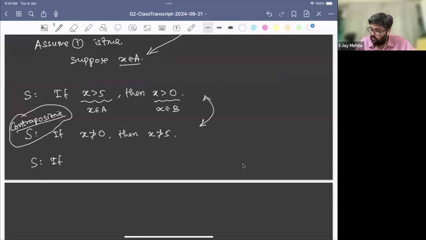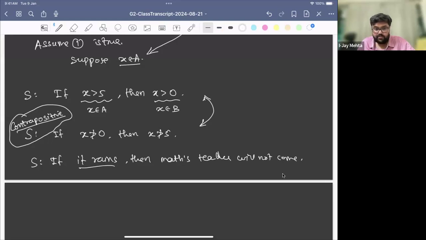Can you give me some statements like this, involving if, some condition, and then a conclusion? I can give you one. If it rains, then the maths teacher will not come. Some condition is there. There is one condition which is given. This is the conclusion. What will be the contrapositive?